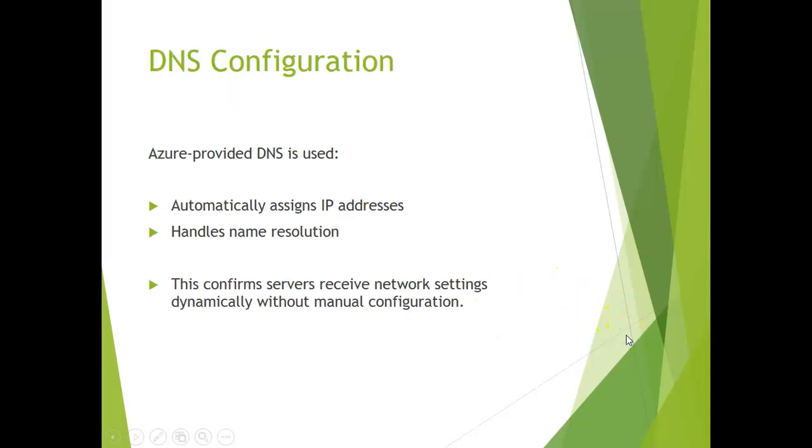So next we're going to see the DNS configuration. Azure-provided DNS will be used for all virtual networks, and by keeping DNS set to default, Azure automatically assigns IP addresses and manages name resolution for the virtual machines. So this removes the need for manual IP configuration and reduces the risk of misconfiguration.